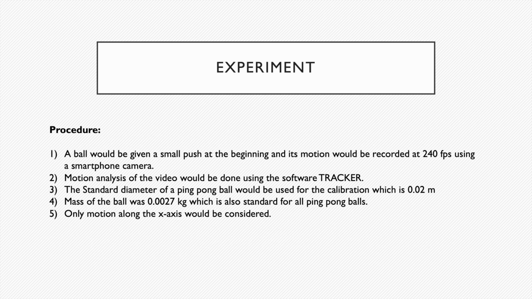So the procedure for the experiment is as follows. I would give the ball a small push at the beginning, and its motion would be recorded at 240 frames per second using a smartphone camera. Then I will do the motion analysis of the video using Tracker. For the calibration, I'll use the standard diameter of a ping pong ball, which is 0.02 meters. And the mass of the ball is 0.0027 kg, which is also standard for all ping pong balls. Only motion in the x-axis would be considered.